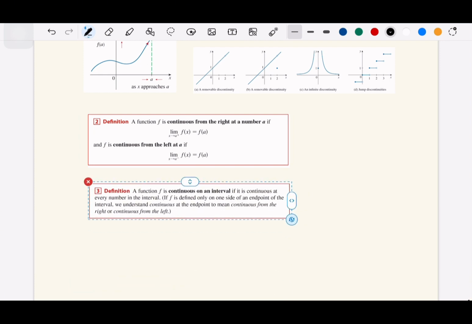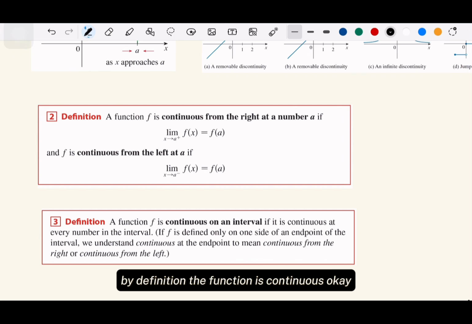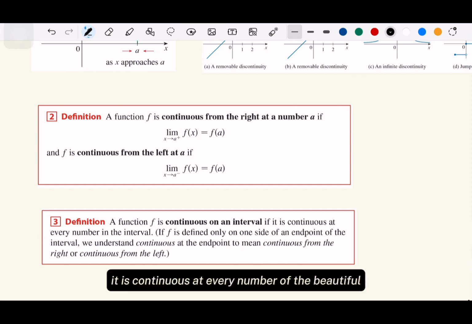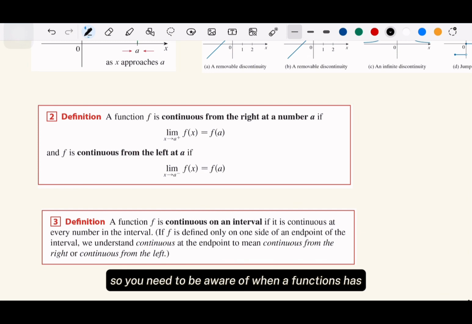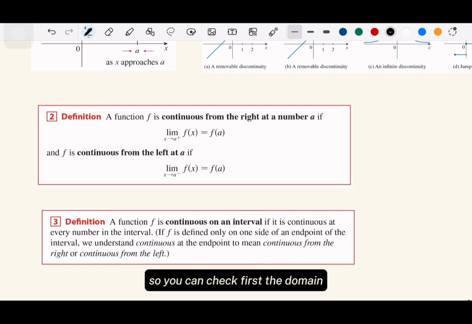And at the end, by definition, the function is continuous on the interval if it is continuous at every number of the interval. So you need to be aware of when a function has probably some restriction on domain, perhaps maybe some discontinuity might happen. So you can check first the domain, which interval it can be continuous.